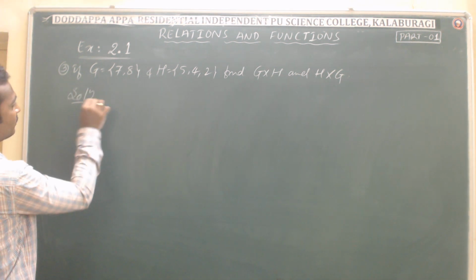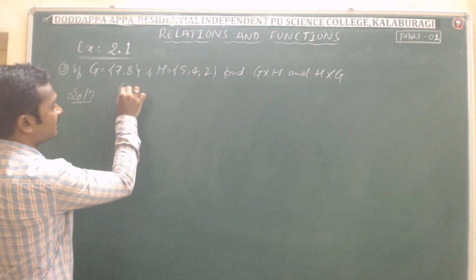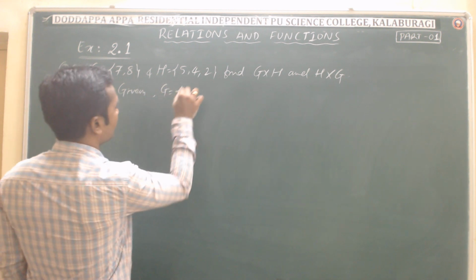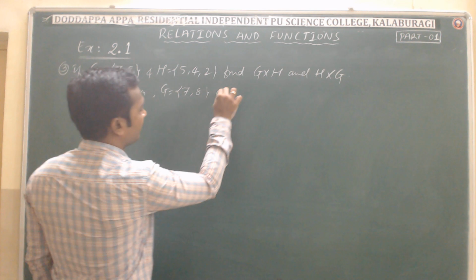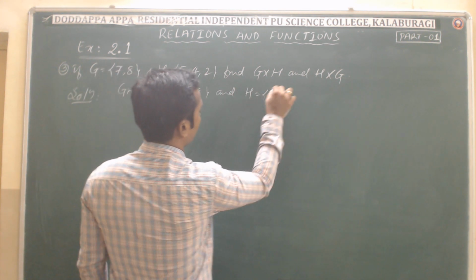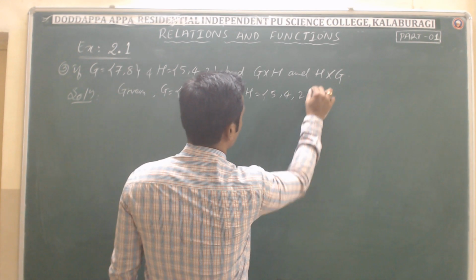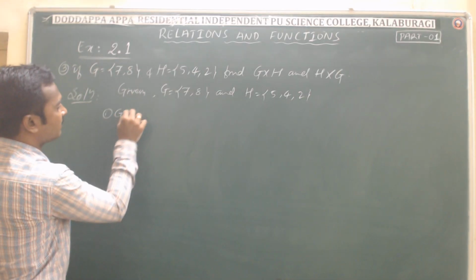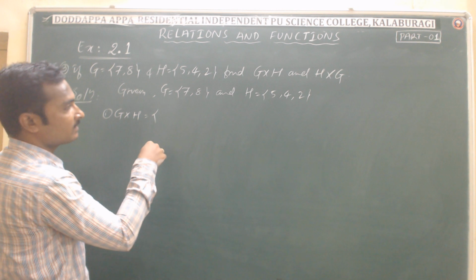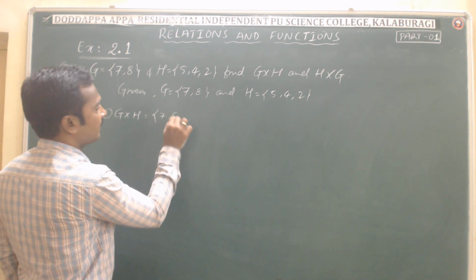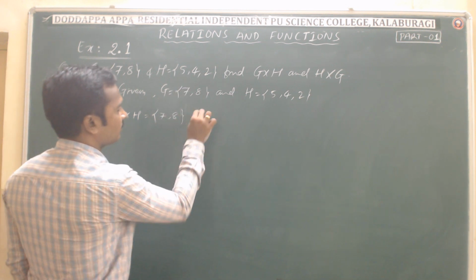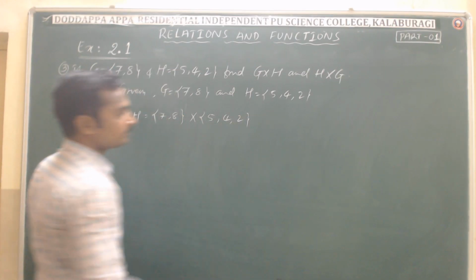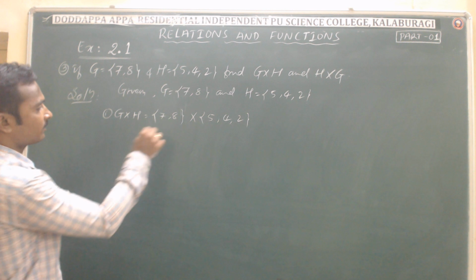So by definition, what has been given to us? Given is the set G containing the elements 7, 8 and the set H containing the elements 5, 4 and 2. So first one is G cross H. Let's write the elements of G and H. The elements of G are 7, 8, cross the elements of H, which are 5, 4 and 2. Okay, so let's find the Cartesian product.